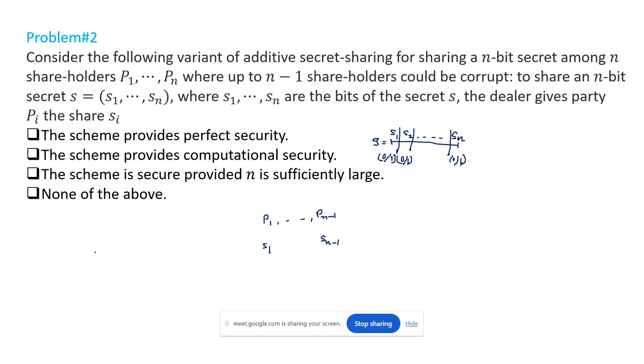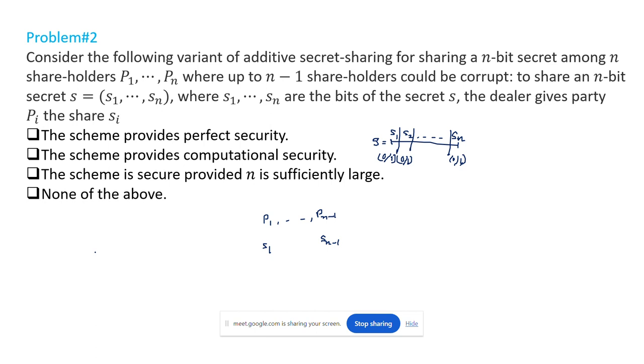Now in this case, why are they saying variant of additive secret sharing? Is it just the same as the additive secret sharing that is there in the slide, in the website? Do you feel it is the same? What is usually additive secret sharing? How do you do it?